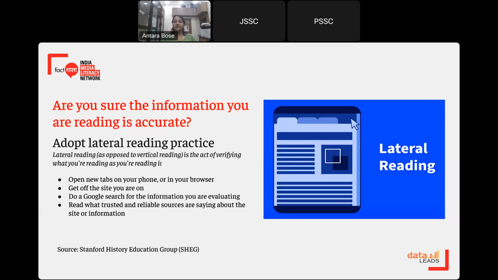And there's a thing called lateral reading, which is like not only concentrating on what you receive, but you go to the internet and search. Like you do in math and science subjects, you don't only teach children from one book. There are other reference books also, right? So you go and explore what others are saying about it, what other sites are saying about it.